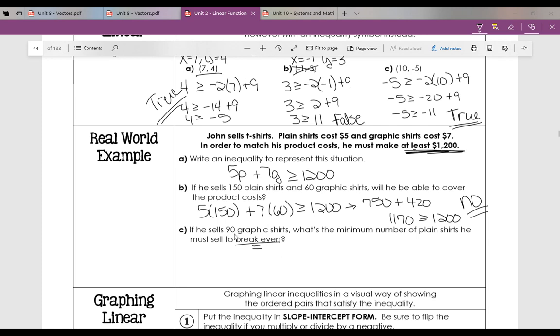Now, they tell us if he sells 90 graphic t-shirts, what's the minimum number of plain shirts that he must sell to break even. So we do not know how many plain shirts. That's what we're looking for. They told us he's going to sell 90 graphics, and to break even, we want to make $1,200. That means he doesn't gain any money, he doesn't lose any money, he just earns the amount that he spent to produce these t-shirts. So when you multiply your 90 and your 7 together, that's 630.